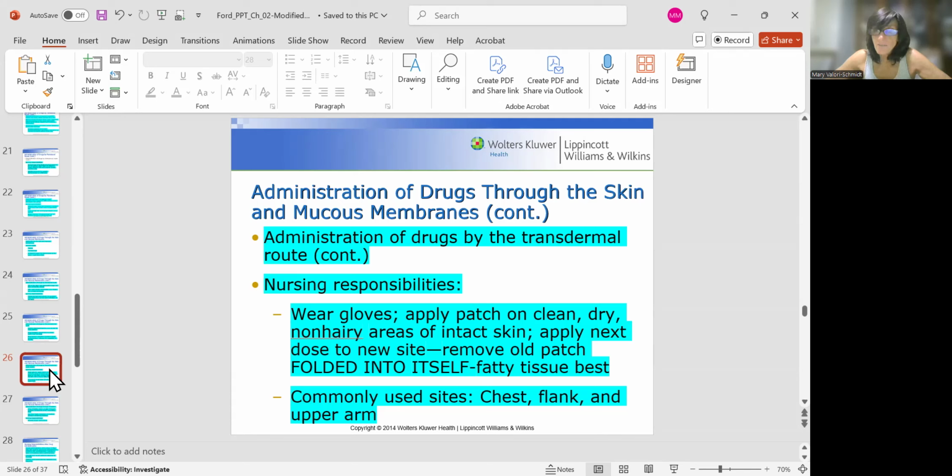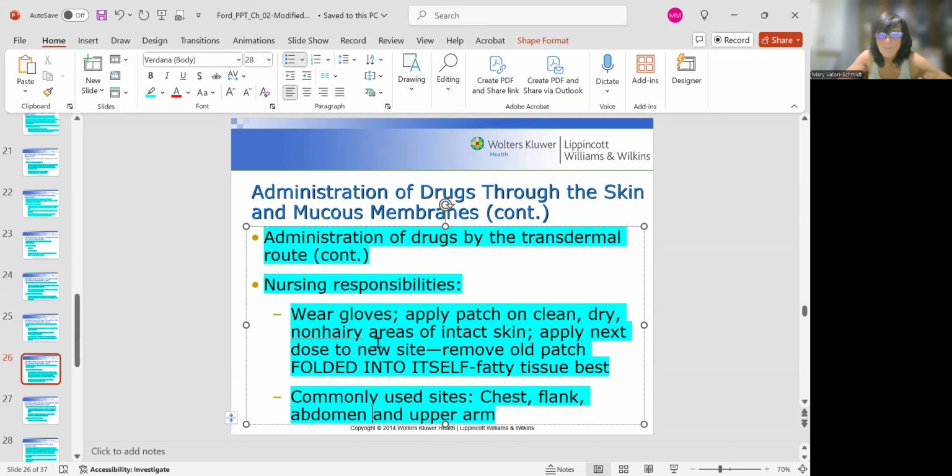Always rotate sites. So if the patient had one on the left anterior chest wall, then when you change it, it should go on the right anterior chest wall. And when you remove the old patch, fold it into itself because people will dumpster dive. This is true. Looking for fentanyl patches. Commonly used sites are the chest, the flank, I want to add the abdomen, and upper arm, fatty areas.